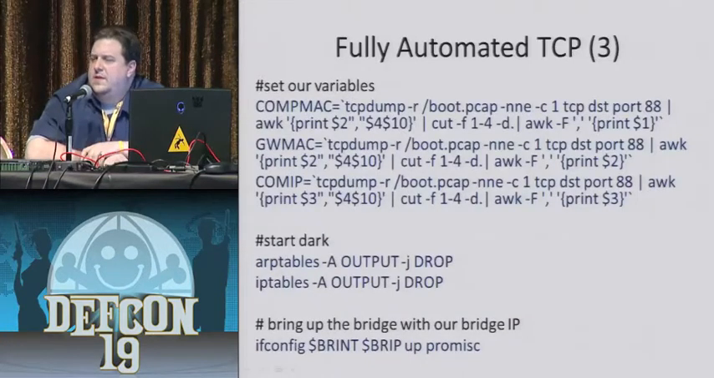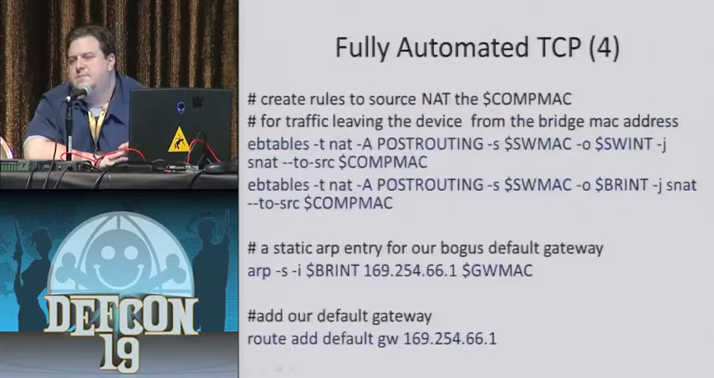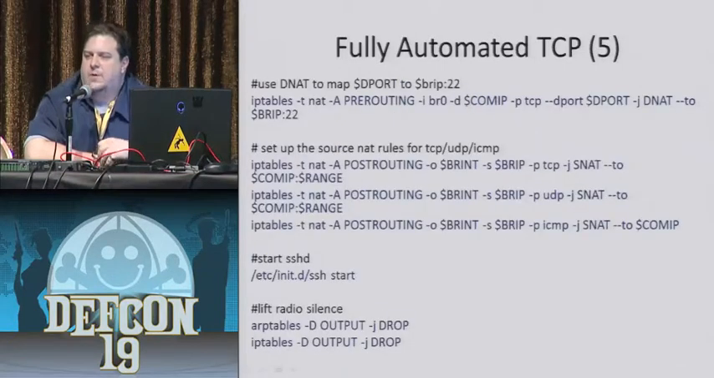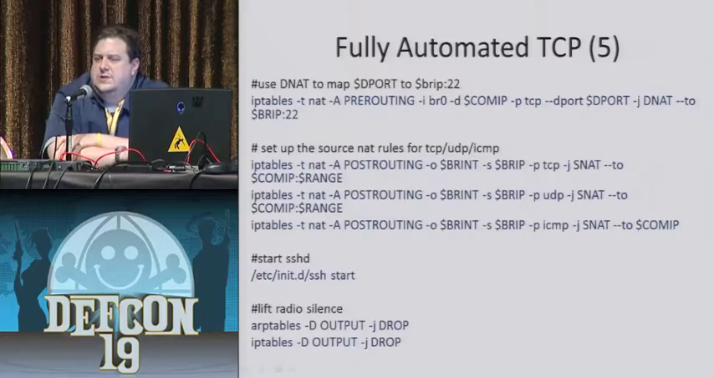We then basically awk out the information we want, set it to the variables, set up the ARP tables and IP tables to drop all of our traffic, configure up the bridge interface, set up our NAT rules, start up SSH if we're listening, and set ARP tables and IP tables to drop the rules.